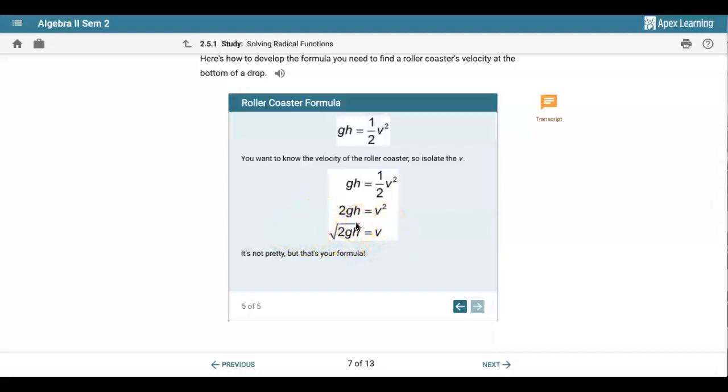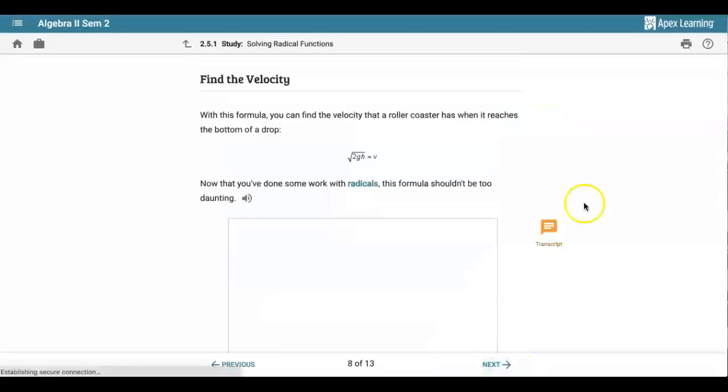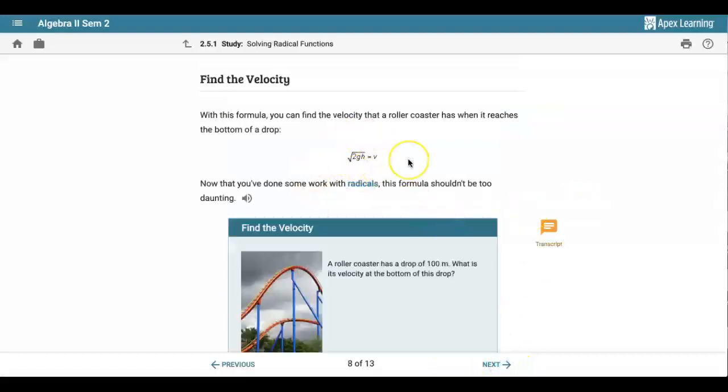And again, you do not have to know this. You just have to be able to use it. So that's how we got there. So if we have our velocity, we know it's a factor of the square root of 2 times g times h. So again, there's our equation.